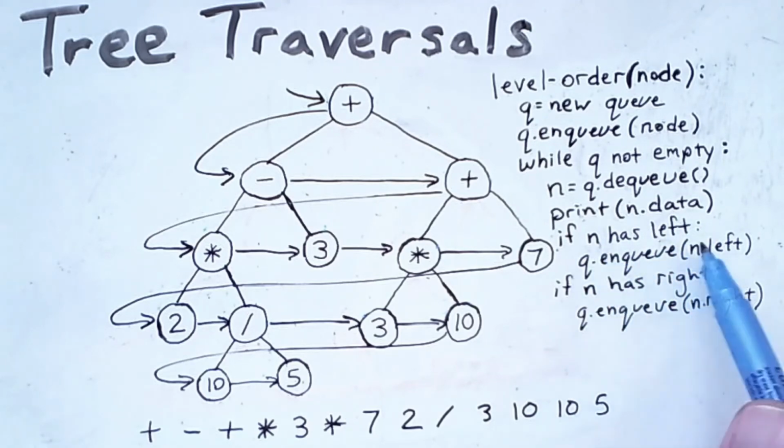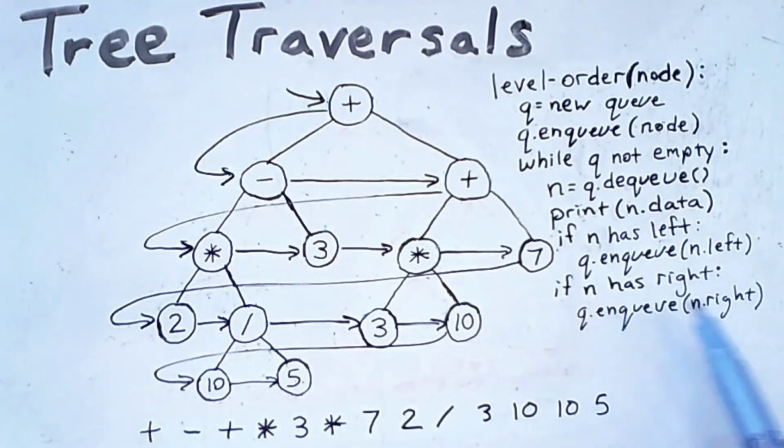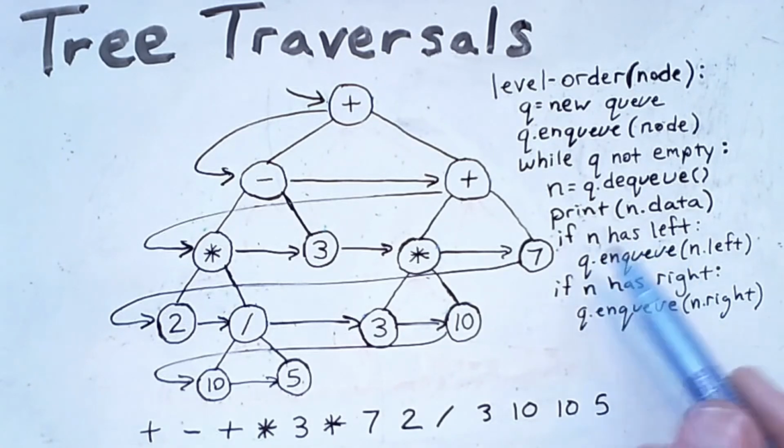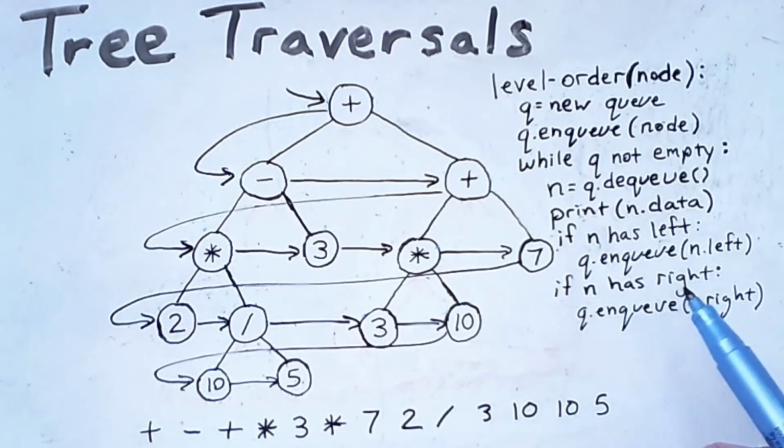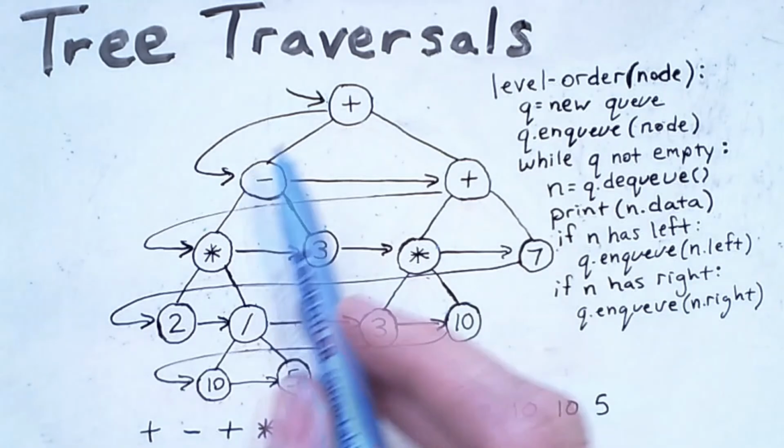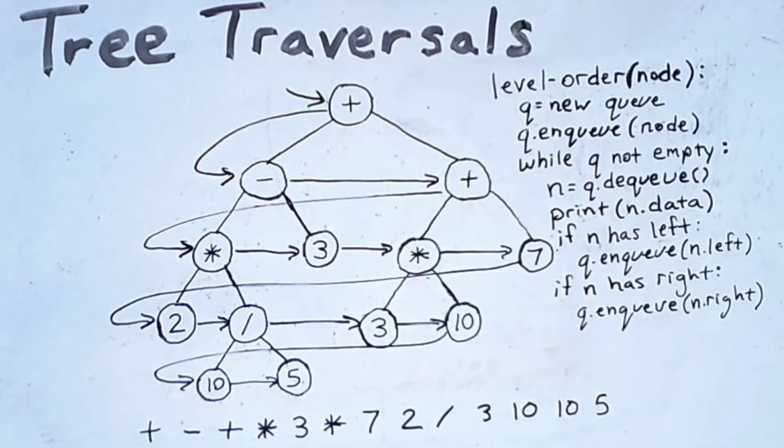So if n has left, we enqueue that, and if n has right, we enqueue that. So this is kind of similar to things we've seen before. And it turns out that this process will give us this level order traversal. Let's just go through a few of the early steps to get an idea of why this is the case.